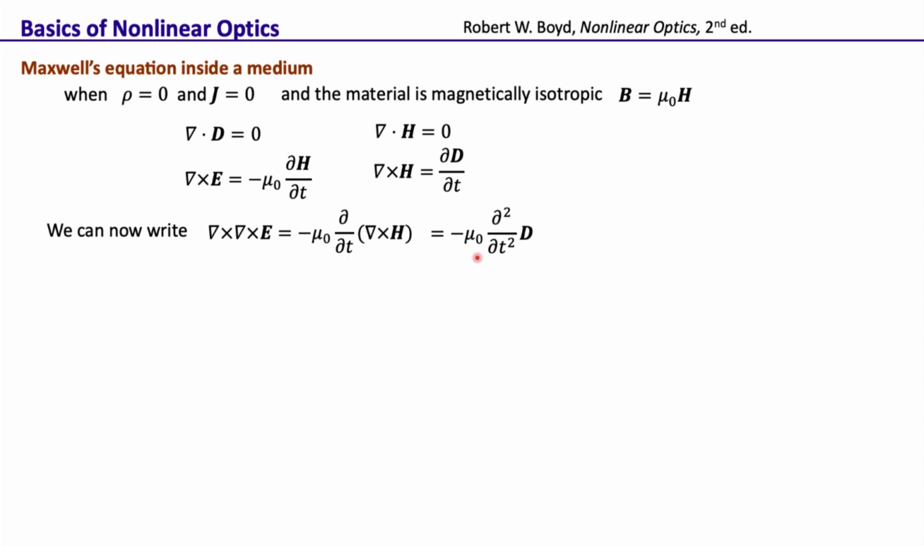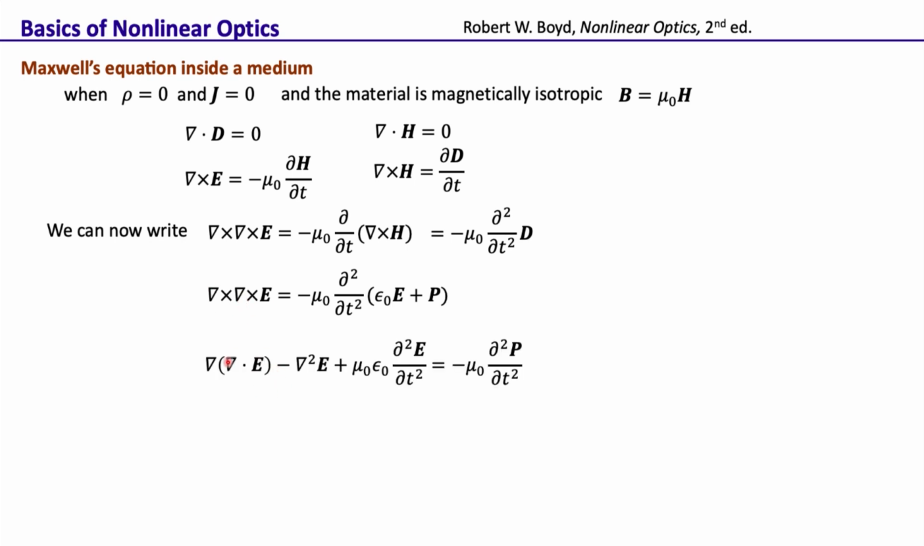So this becomes minus mu naught del squared by del t squared of D. And we know that D is epsilon naught E plus P, so we can just rewrite it like this. This del cross del cross E, we can use a vector identity and write as del of del dot E minus del squared E, plus mu naught epsilon naught, which we are putting together, times del squared E by del t squared, and then we put this term on this side. And so what remains on this side is minus mu naught del squared P by del t squared.